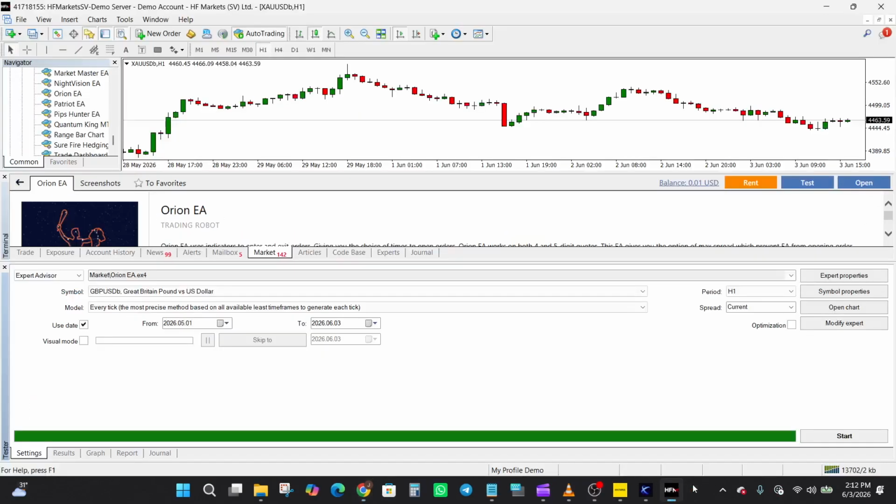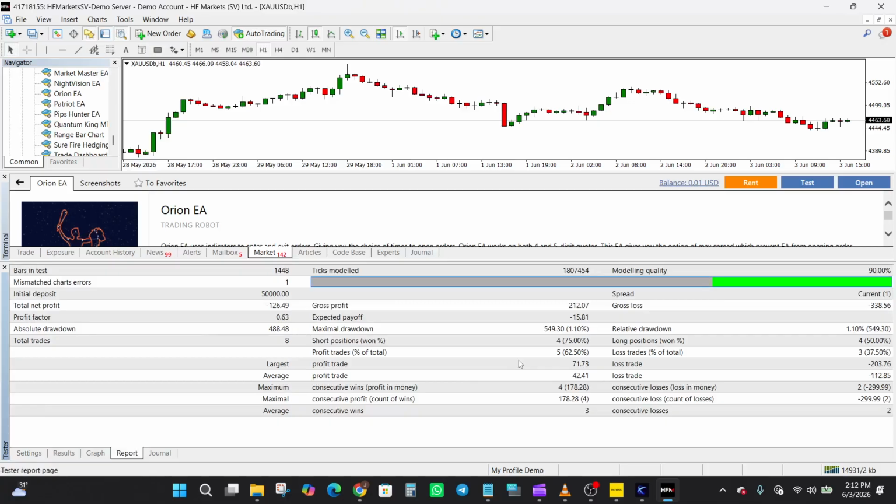We're going to be testing the Orion EA on GBPUSD on the H1 period. We are using the every tick modeling, and I'm running the test just over the past month. So we have the results here. From an initial deposit of $50,000, there was a total net profit of negative $126.49, and the largest profit was $71.73. The largest loss was $203.76. The average profit was $42.41, and the average loss was $112.85.